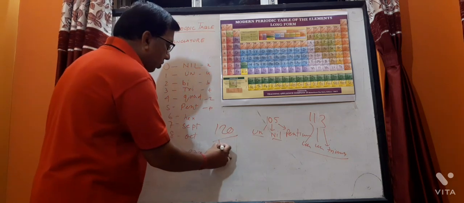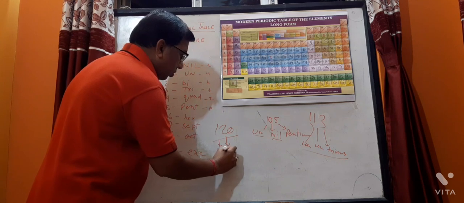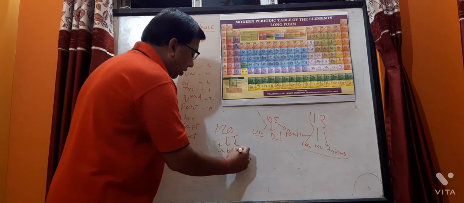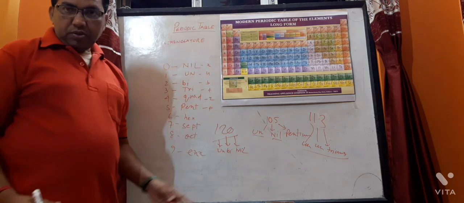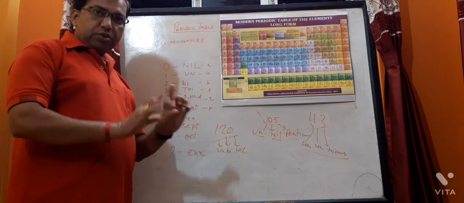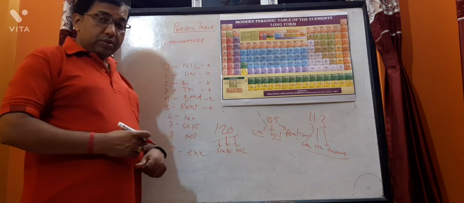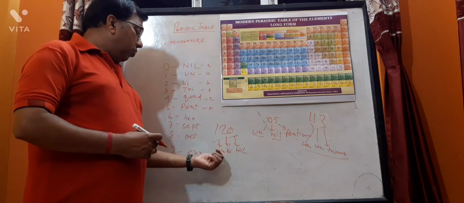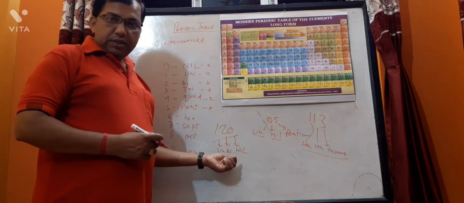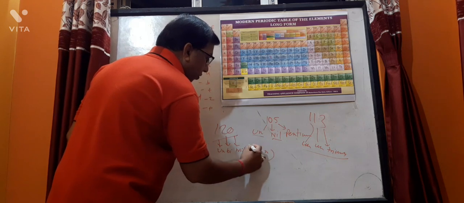1 is un, 2 is bi, and 0 means nil. So what is the name of this element? Suppose after its invention, what is the name? 120: unbinilium. UBN, short form, UBN.